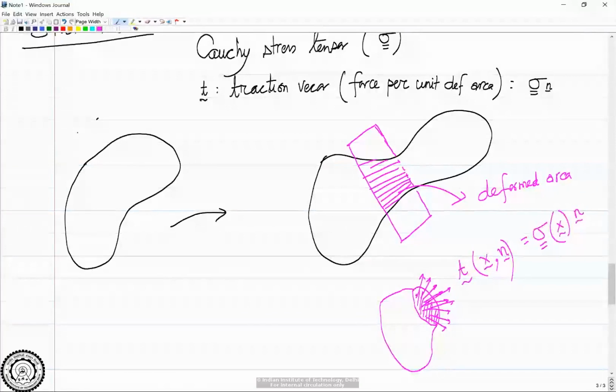Okay, so sigma depends on just the point of the body. It is varying from point to point, but traction depends on the point as well as the plane normal. I think you all know about this. If you don't know, then you just have to brush it up.